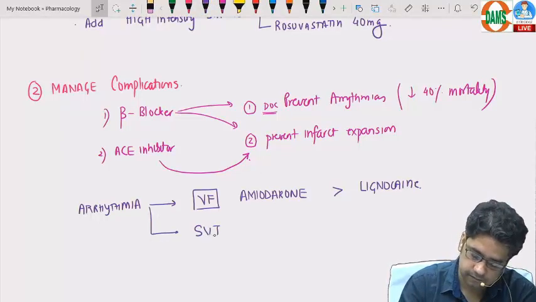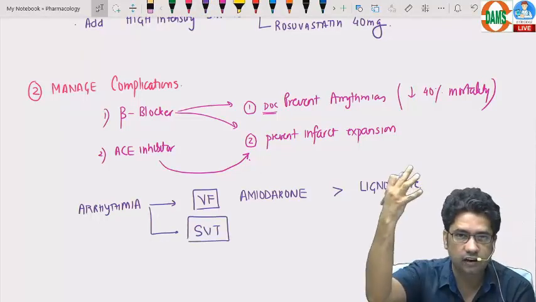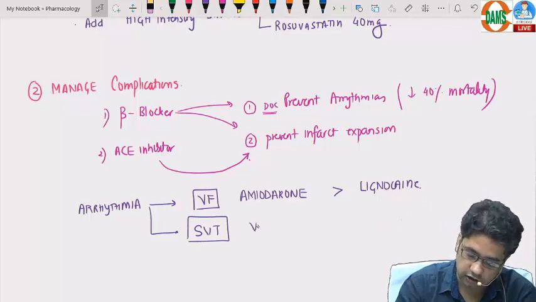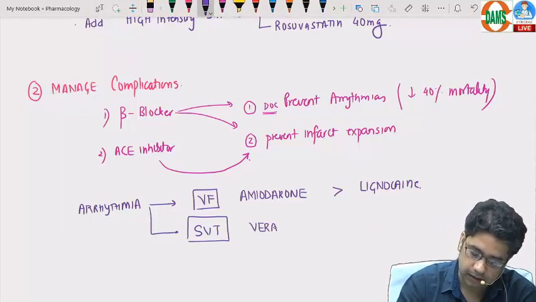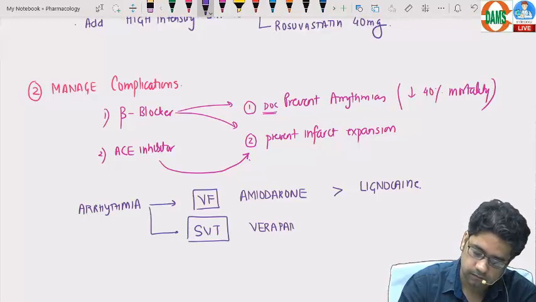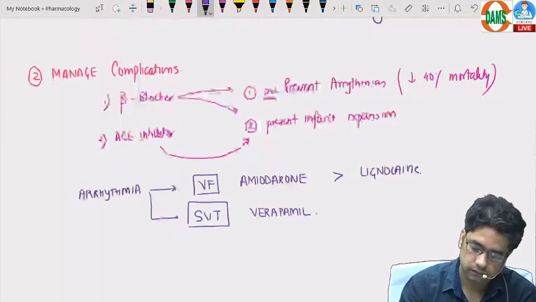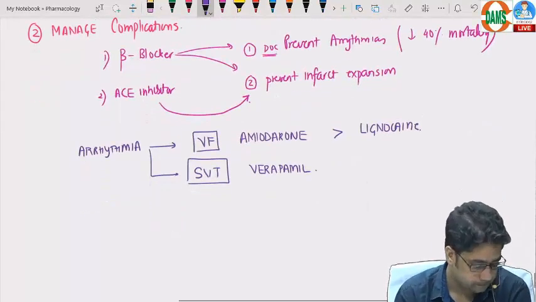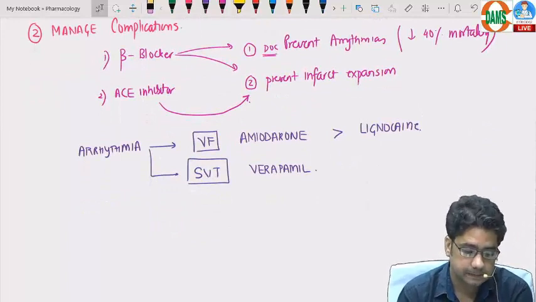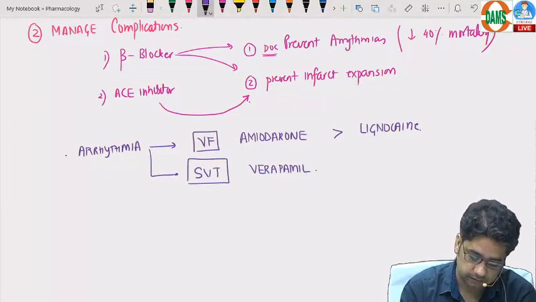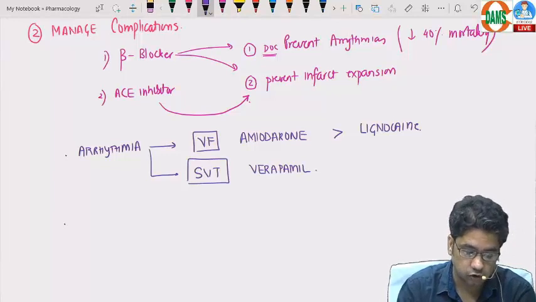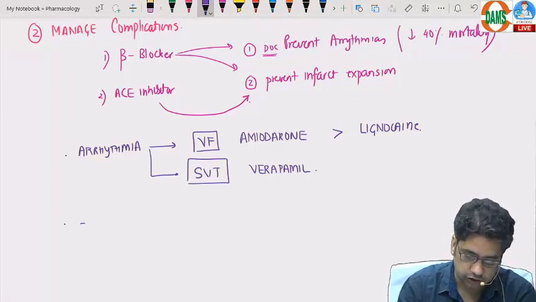Second arrhythmia, SVT, atrial flutter and fibrillation. Sir, drug of choice. वेरापामिल। याद आ रही है बात? वेरी गुड, वेरापामिल। थर्ड कॉम्प्लिकेशन, द पेशेंट कैन गो इनटू कार्डियोजेनिक शॉक.